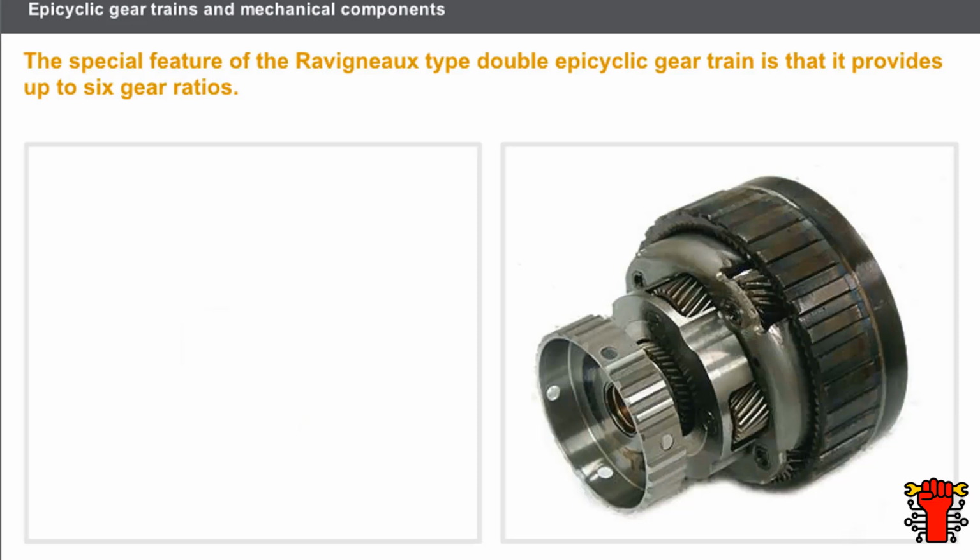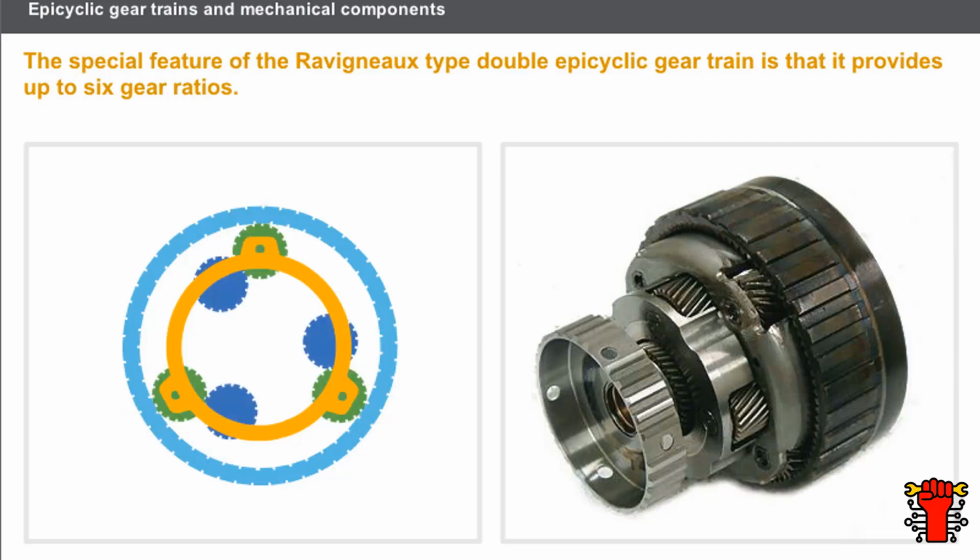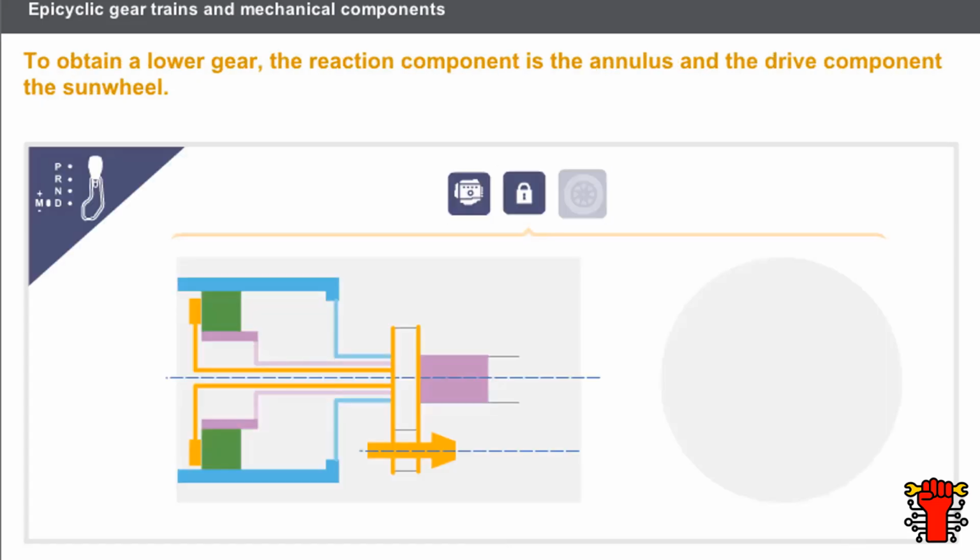A Ravigneaux type double epicyclic gear train has the following components: annulus, planet wheel carrier, planet wheels meshed together, small sun wheel, and large sun wheel. With a Ravigneaux type epicyclic gear train, it is possible to obtain up to 6 gear ratios. The annulus, planet wheel carrier and sun wheel become the drive component, reaction component, or output component, according to which gear ratio the driver wants.